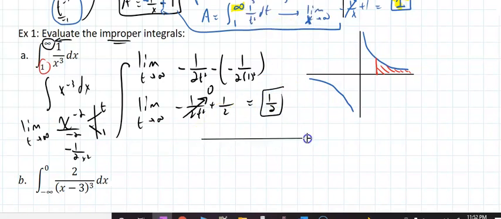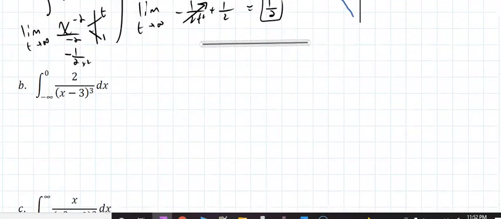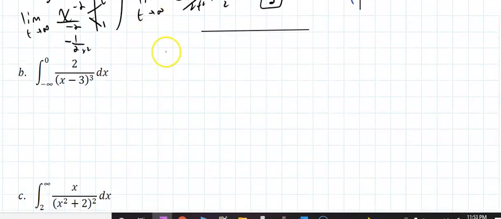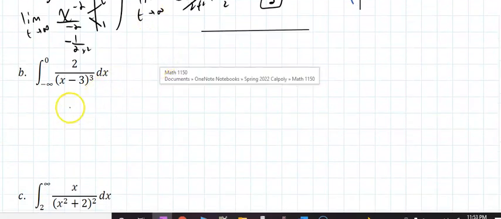So if the limit turns out to be a number, we say that's the area under the curve. If the limit turns out to be infinity, then we say, wait a minute, something's not right.